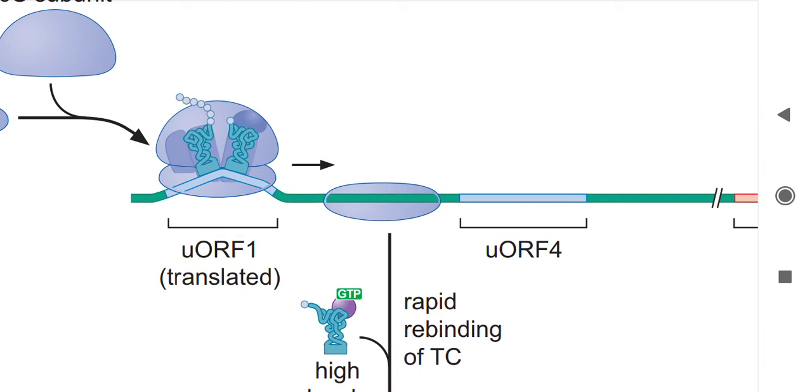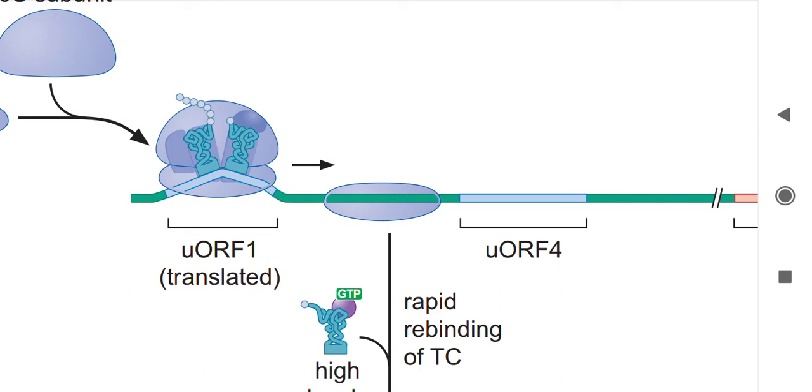UORF2 and 3. Okay, this UORF, the upstream open reading frame, is located upstream, that is 5' of the mRNA. I have already said that upstream open reading frames are located on the 5' untranslated region of the mRNA that encodes GCN4 protein.